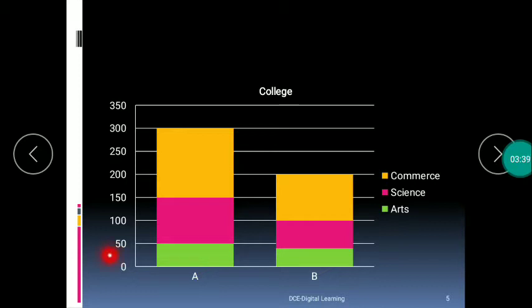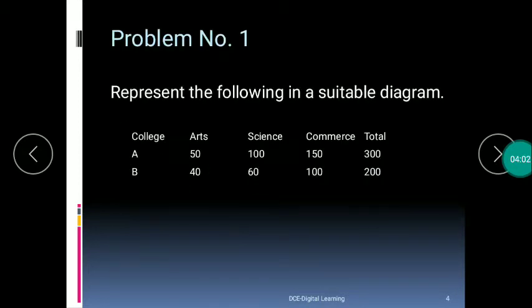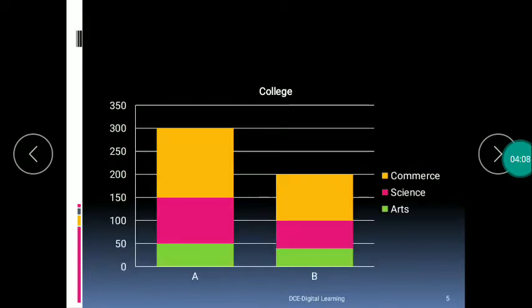Here the scale is of 50 students. You can see the data starts from 0 to 50, 100, 150. So we can take the scale of 50 on vertical axis, and here we can take the difference of 1 centimeter each. So here you can draw your bar taking 1 centimeter of width. And first we have to plot the first component, that is arts. So for college A we have to take 50 as our first component, and we have to measure it here, and then we have to draw the vertical lines. Then finally, after completing all the three, we have to join the lines and our bar is ready.